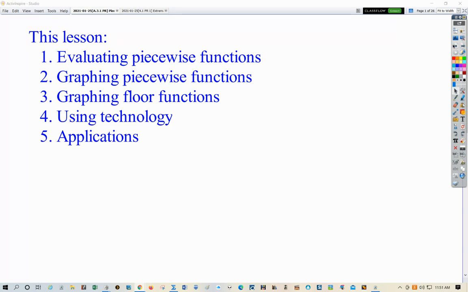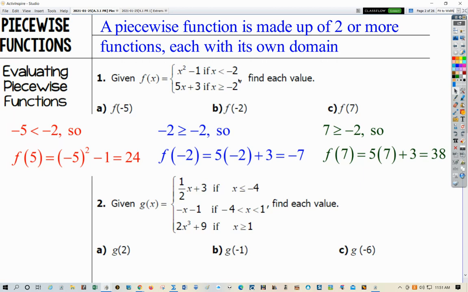So first of all, a piecewise function, and if you want to pull your notes out, this is just the first section of Unit 3. Okay, so a piecewise function is a function that's made up of two or more individual functions, the pieces of the function, right? It's in different pieces, and each of these pieces has its own domain, so its own place where it exists. It's the x values where it exists.